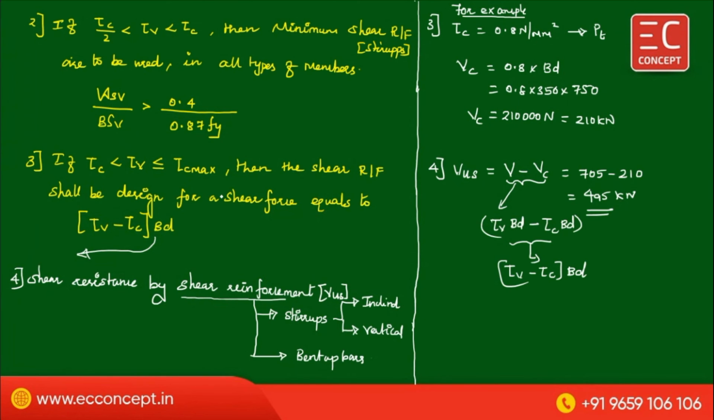Now the shear resisted by shear reinforcement is equal to V minus VC, or (tau V minus tau C) into BD. This is the total shear resisted by shear reinforcement. Now we are going to see one by one how much the bent up bars take. Under this fourth point, we are going to take first A.